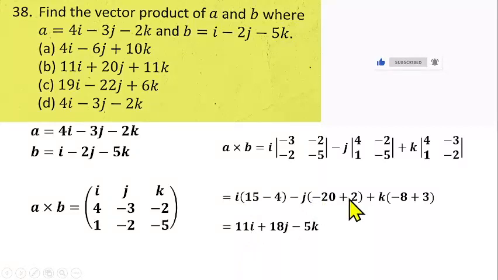Then if you simplify further, 15 minus 4 gives us 11, so you have 11i, then minus 20 plus 2 gives us minus 18, minus 18 times minus j gives us plus 18j, then minus 8 plus 3 gives us minus 5, so minus 5k. Which is the cross product of the two vectors. But I think there's an error in the options given, so none of the options is correct.